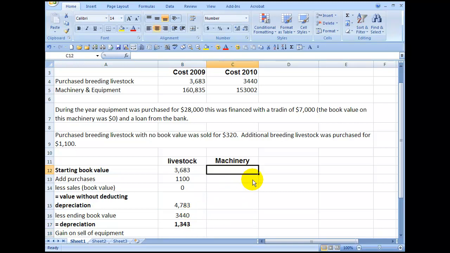Let's do it for the machinery. Machinery is a little bit trickier because we have a trade-in. So our beginning machinery and equipment was the $160,000. Our purchases, here's where we have to think about it.